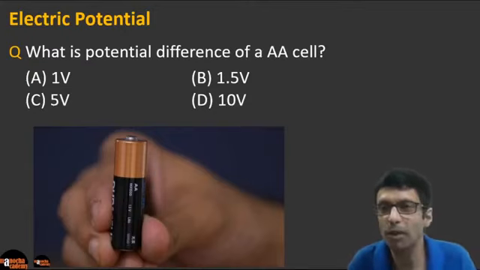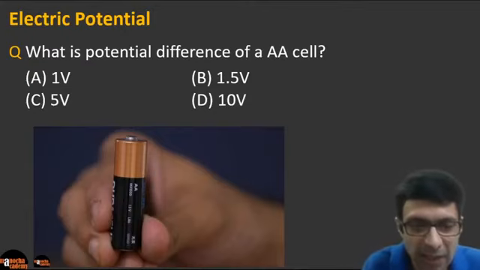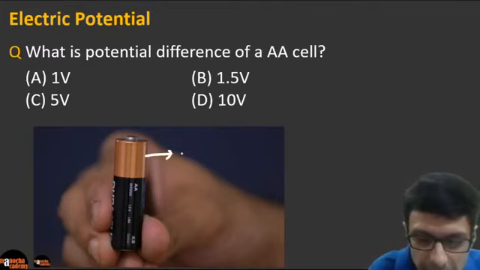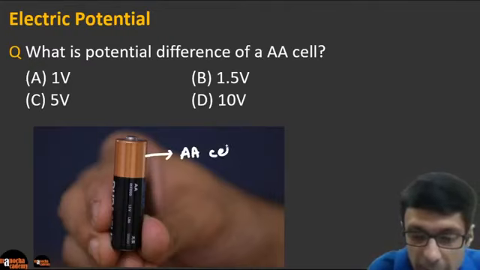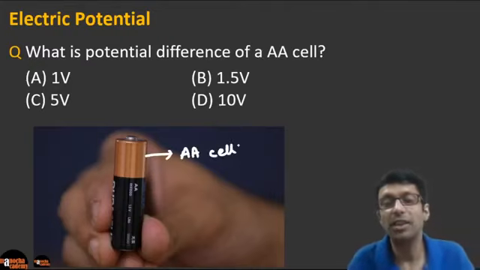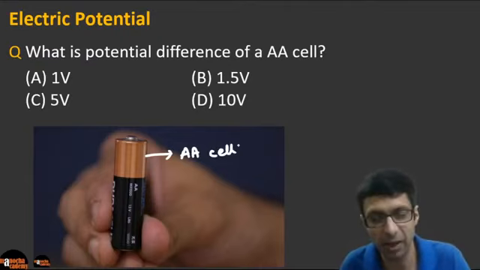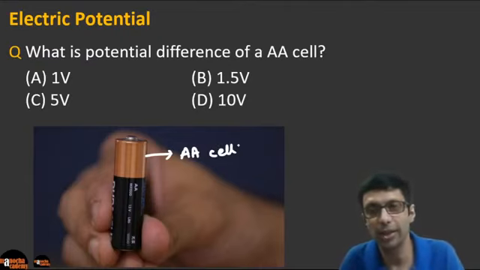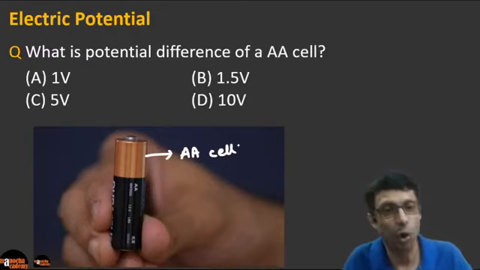The cells that you use are known as AA cells, right? And please understand the difference between a cell and a battery. A battery is a collection of two or more cells. So typically when you have one like this, we call it a cell. A battery is typically two or more cells.